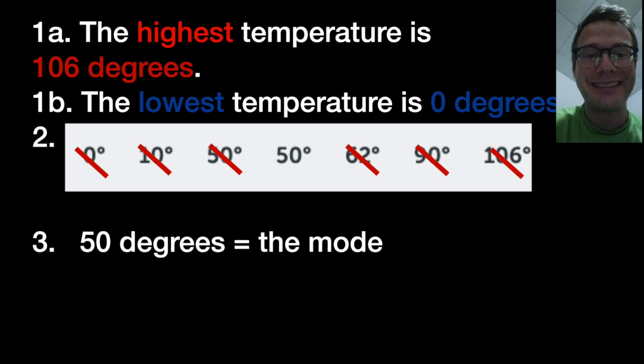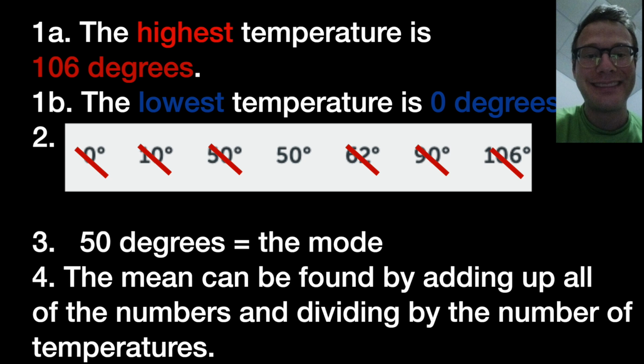No other number happens twice in this data set. That's the mode. The mean can be found by adding all the numbers together and dividing by the number of temperatures. Because in this case, our data are temperatures. They are not grams. They are not kilograms. They're not cats and dogs or anything like that. They're temperatures. Okay, the units matter.